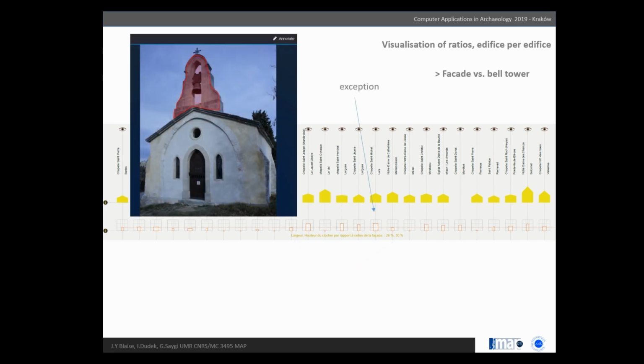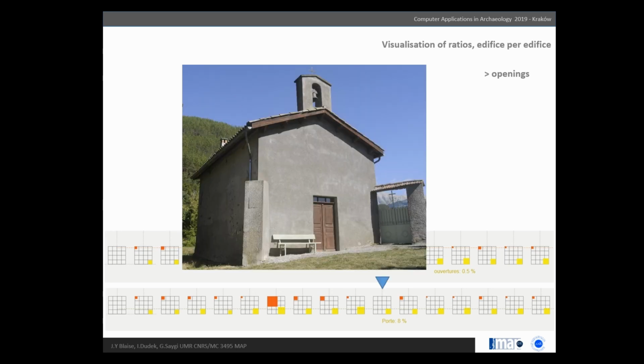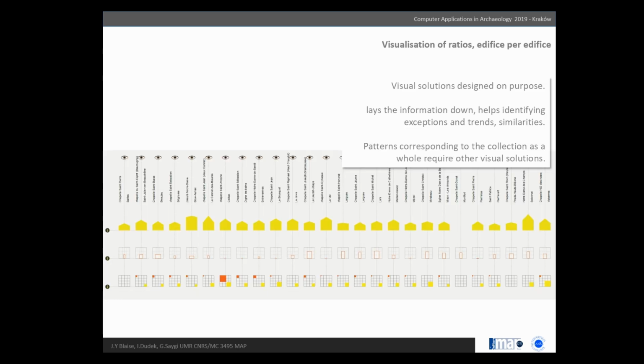The third line, this is an exception, of course, and the third line looks like this. The square represents the surface of the facade, and the surfaces of windows and of door are represented with color squares. This is an exception. So these three help reading one edifice after the other, but don't help reading the collection as such.